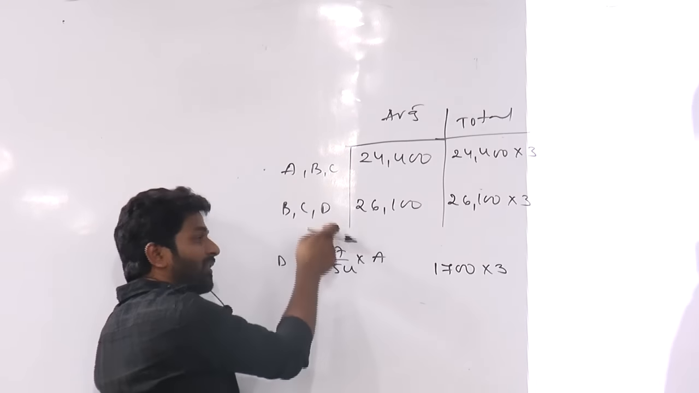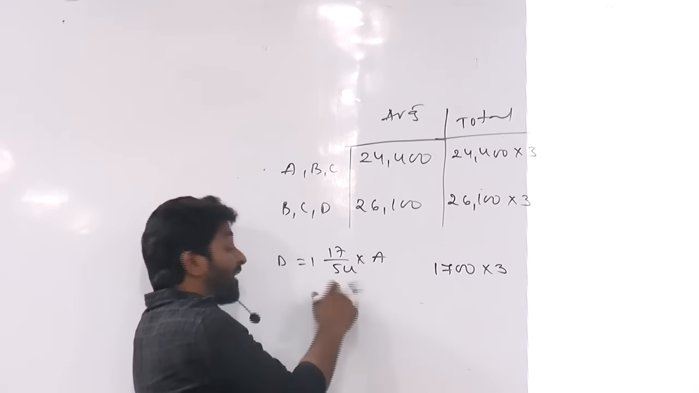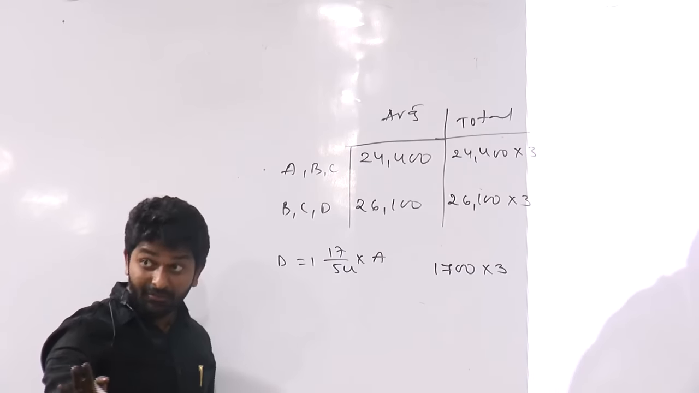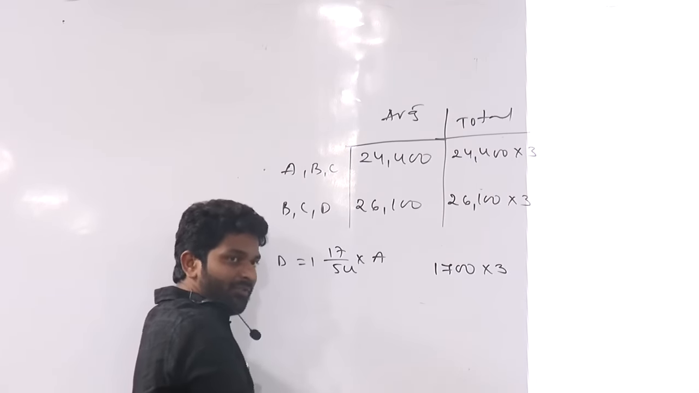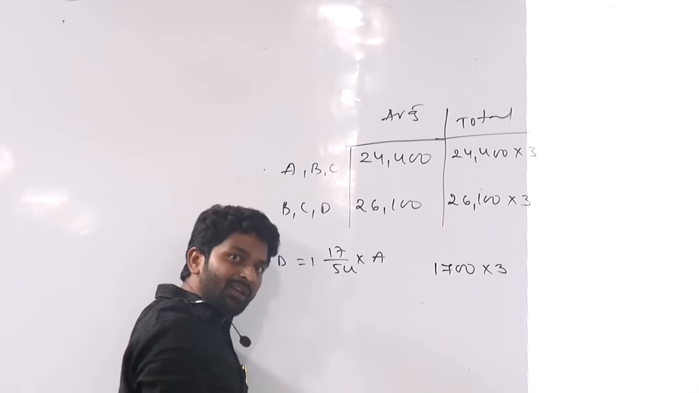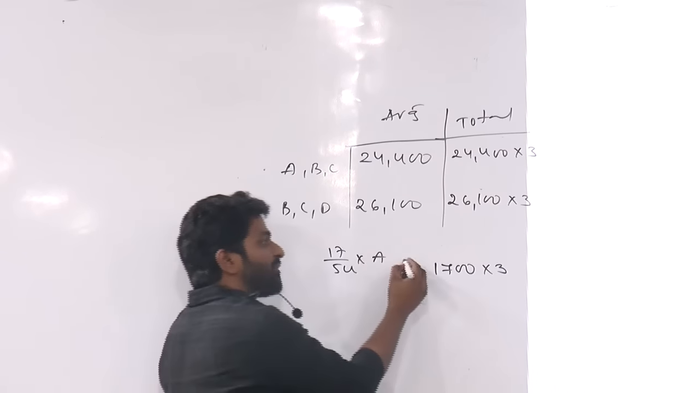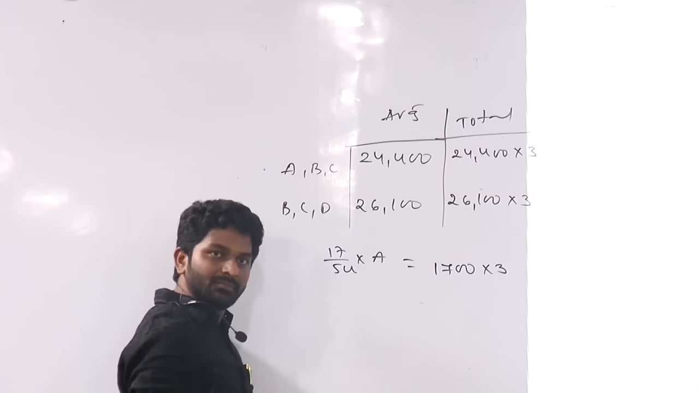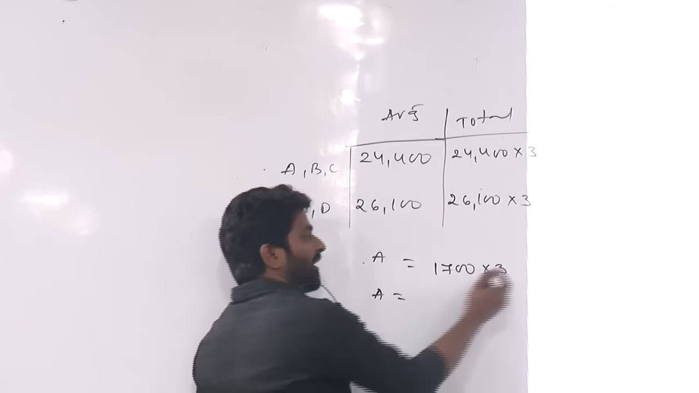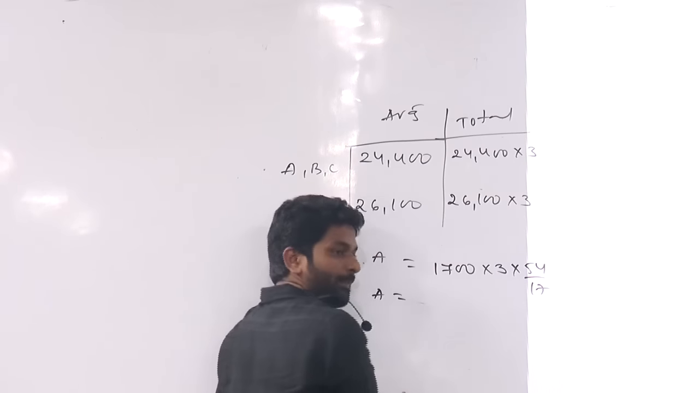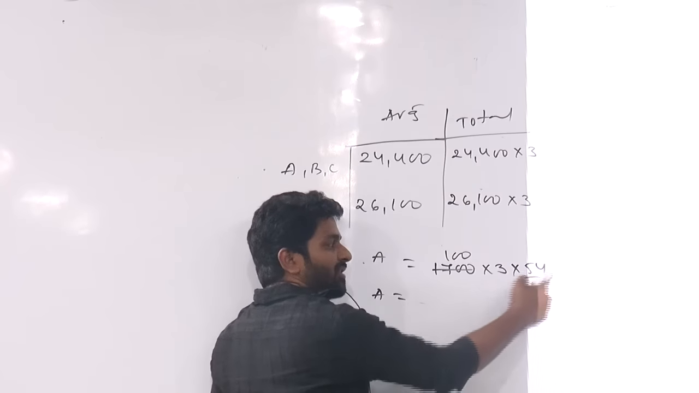Because D is more than A. Yes or no? So D is how many times more than A? D is, listen carefully, how many times of A? 117 by 54. How many times more than A? 17 by 54. So 17 by 54 times of A is equal to this much. A value will be equal to, 17 by 54 goes to right hand side and that becomes 54 by 17. 17 how many times? 100 times. This much. How much is this?